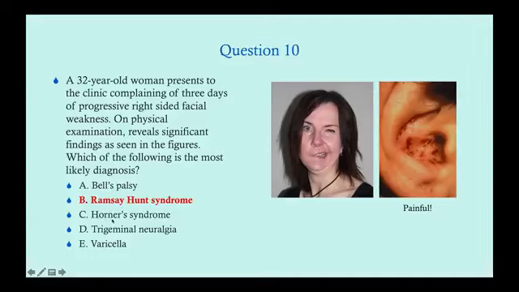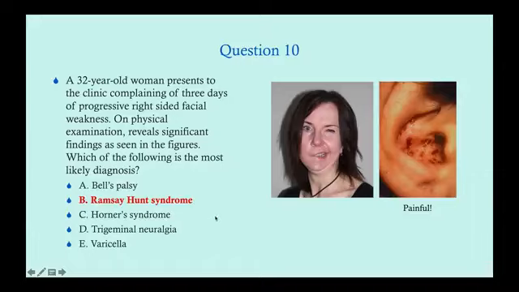Horner syndrome, remember, affects the oculosympathetic nerves, but it has a triad of ptosis, miosis, and anhidrosis. So you're not going to have this stuff on the ear, and you're not going to have any weakness in the lower part of the face. It's only going to be around the eye, and you would notice unusual pupils.